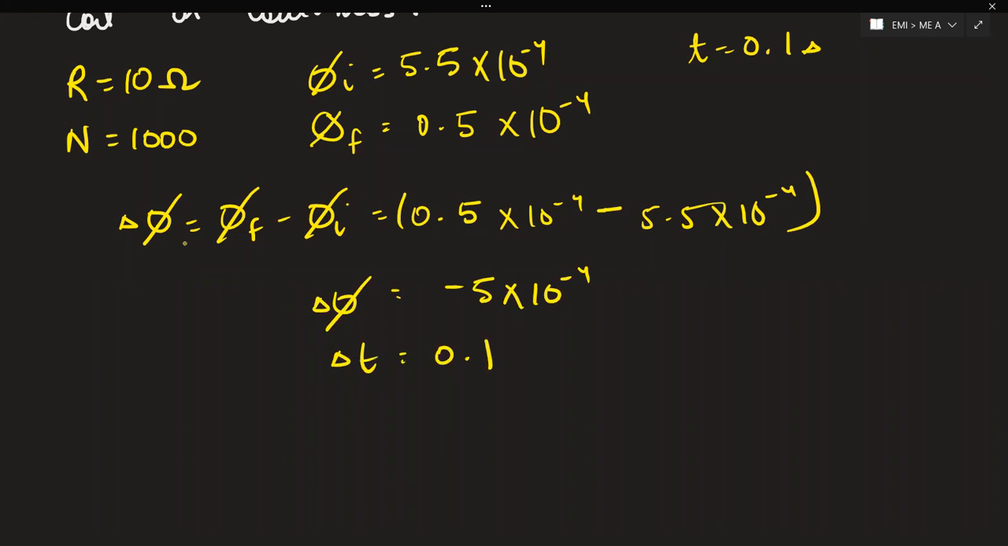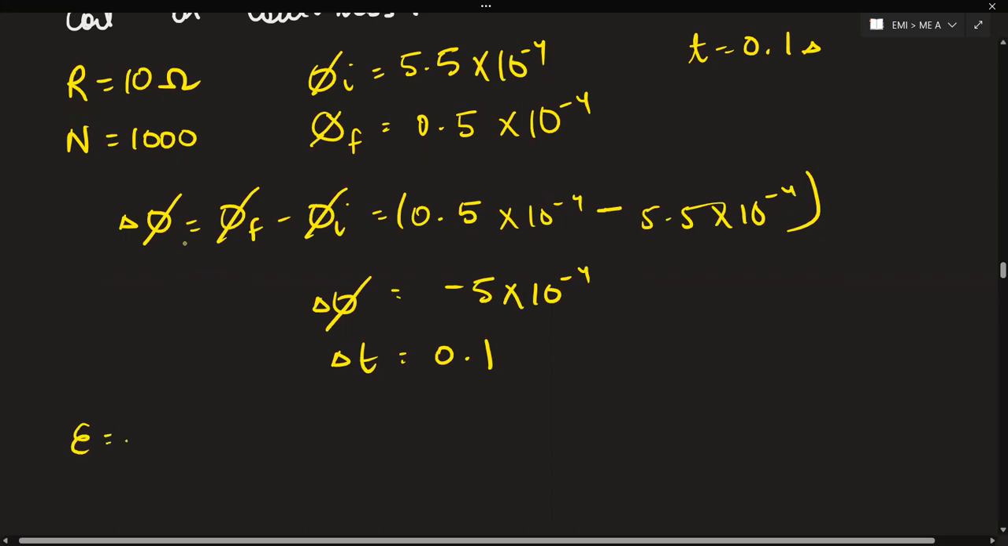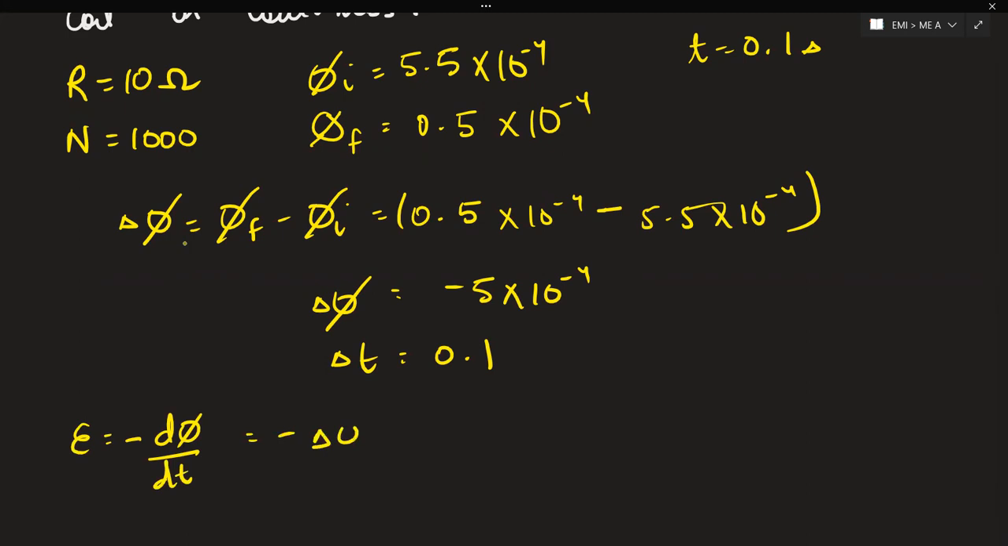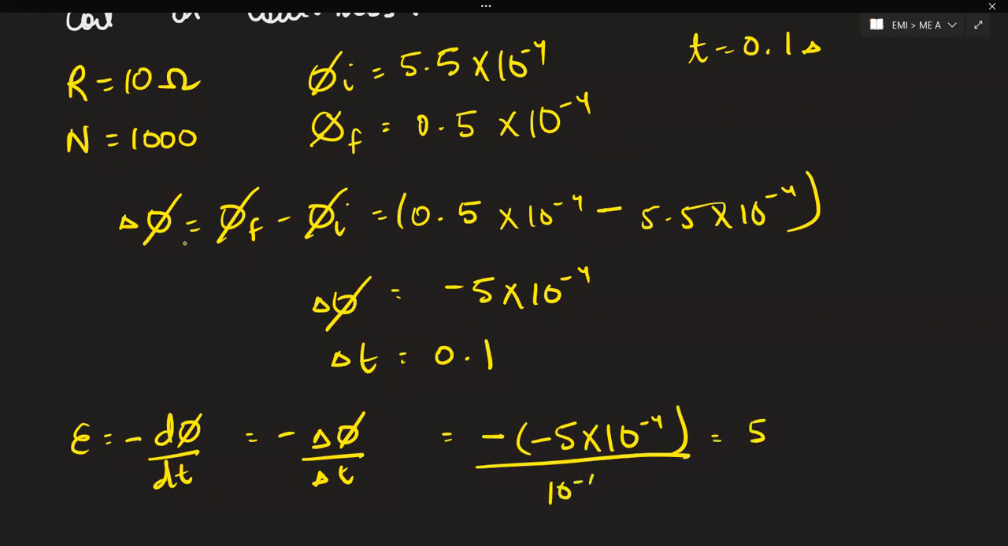Time is 0.1. So yesterday we had seen a formula which said EMF is minus d phi over dt, or we can also write it as delta phi over delta t. So minus, what is flux over here? Minus 5 into 10 to the power minus 4 divided by time, that is 10 to the power minus 1. So this gives you positive, and this becomes 10 to the power minus 3 volt. This is the EMF that you will obtain. So you just have to find out the change in flux and put it in this formula.